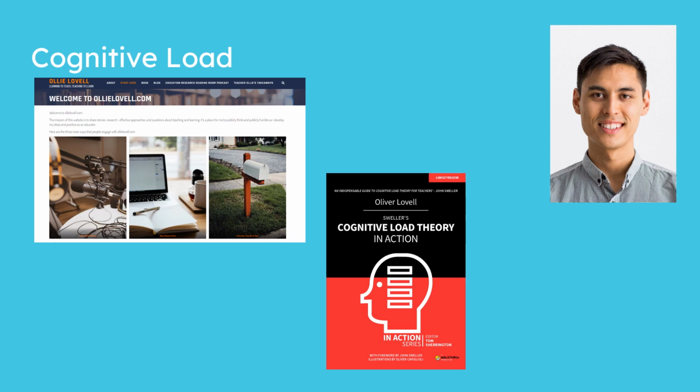This guy's name is Oliver Lovell, ollielovell.com. He's got a website and a great podcast. He goes heavy duty into the research in cognitive science, a little bit too academic for me, but he's written an awesome, really short, easy to read, practical book called Cognitive Load Theory in Action. It's about a 60-page read, with lots of specific practices on how to adjust your teaching to manage student cognitive load.